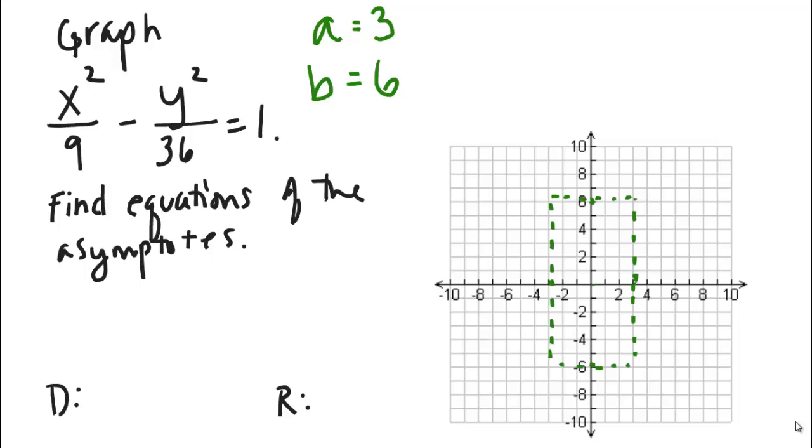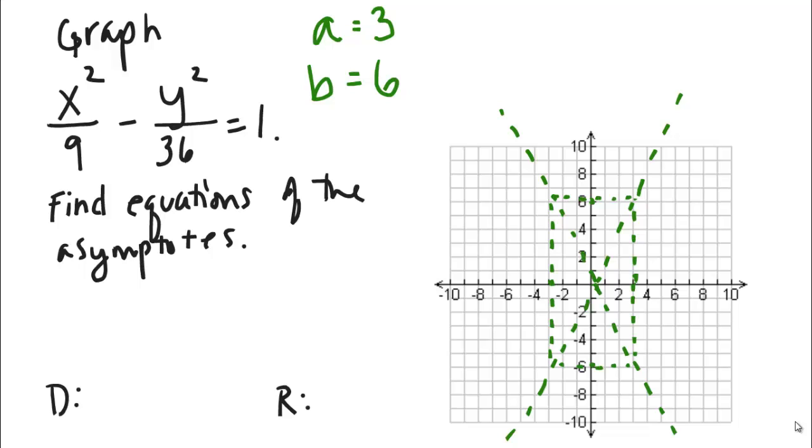The reason that this rectangle helps us is I can now easily graph the asymptotes. The asymptotes go through the center and the corners of that central rectangle. If I hadn't graphed in that central rectangle, I wouldn't know where the corners were, and I wouldn't know how to graph the asymptotes. I wouldn't know how steep the asymptotes were. Now I have enough information on my axes to be able to graph the hyperbola.